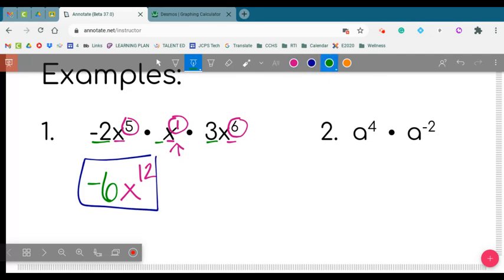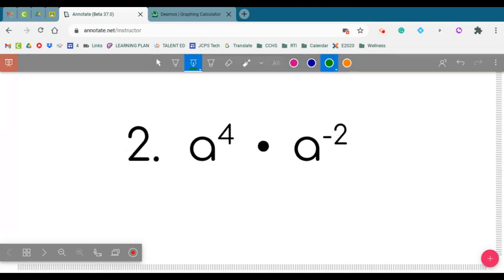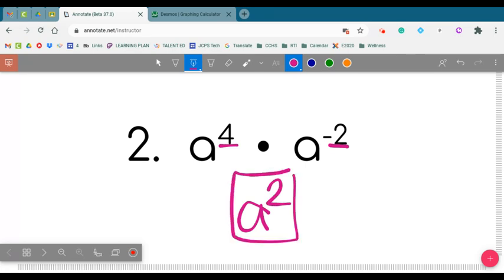Okay, next one. We just have 2 bases. We have a to the fourth and a to the negative second. So I have 4 and negative 2. Since it's a negative, you can still do 4 plus negative 2, but you're basically going to be subtracting, so you're going to get a to the second power. So our base stays the same, and our exponents change.